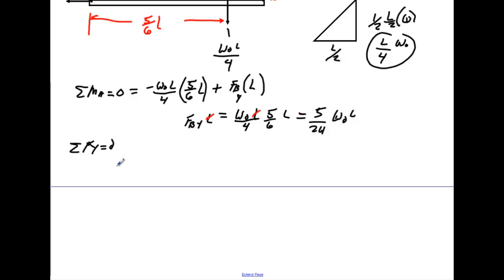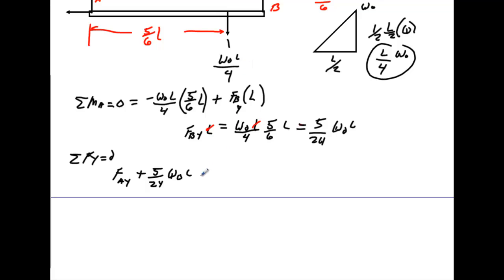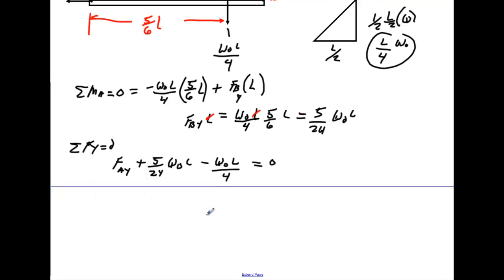So when I do that, I'm going to get FAY plus 5/24 W naught times L. And then we said this one was going to be W, that's coming down, W naught times L over 4. And we set that equal to 0. Okay, again, simplify that. That gives me FAY.